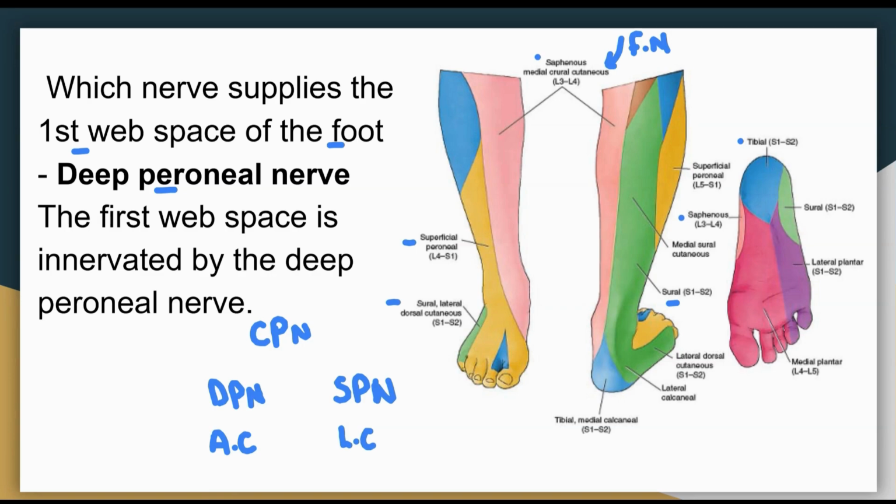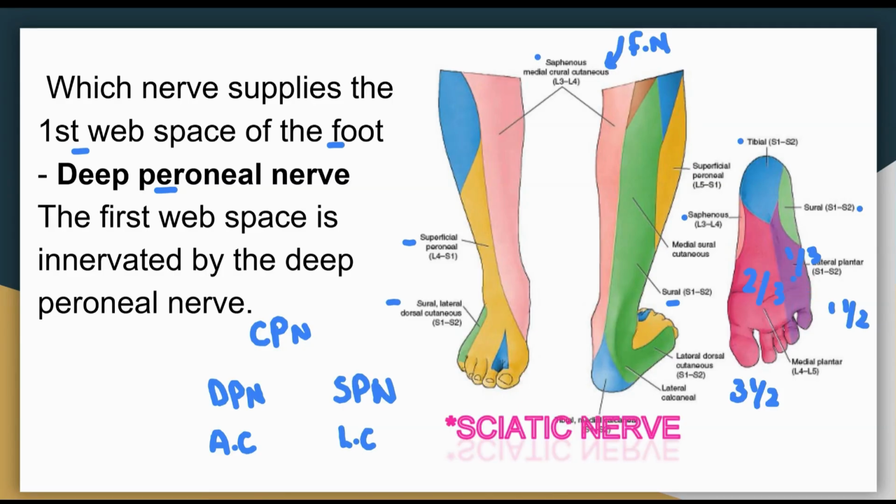The medial border is supplied inferiorly on the sole by the saphenous, and the lateral border by the sural nerve. And in the sole, the medial 2/3 of the sole and 3.5 digits are supplied by the medial plantar nerve, whereas 1/3 of the sole laterally and lateral 1.5 digits are being supplied by the lateral plantar nerve. Now, this lateral plantar nerve and the medial plantar nerve are branches from the tibial nerve, which is again a direct branch from the saphenous nerve.